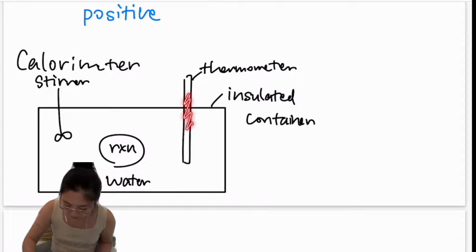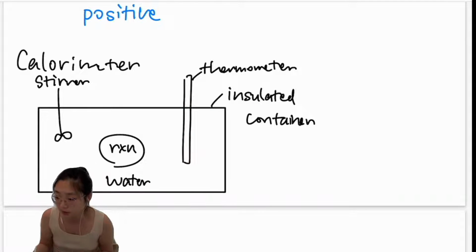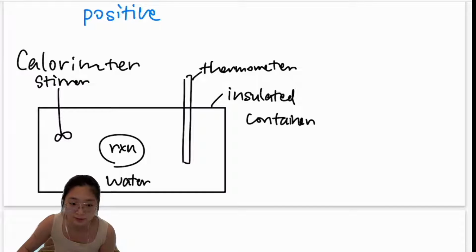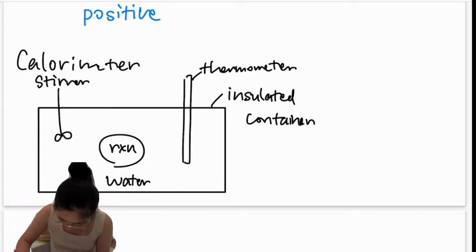Then you will observe the increase in the temperature using a thermometer, and then you can calculate the amount of heat absorbed by water. And how we calculate it is by using the formula Q equals mc delta T.